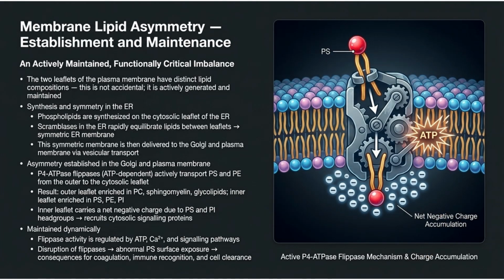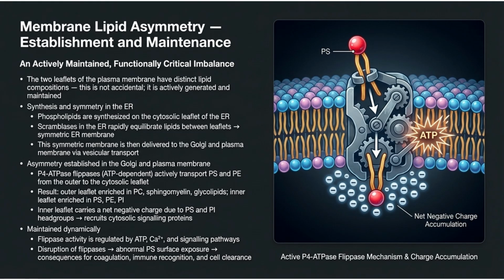Here we arrive at one of the most intellectually compelling aspects of membrane biology, the fact that the two leaflets of the plasma membrane are not mirror images of each other. Their lipid compositions are profoundly different, and that difference is not random or accidental. It is actively generated, continuously maintained by energy-consuming enzymes, and functionally critical in ways that have direct consequences for signaling, apoptosis, and embryonic development. The story begins with lipid biosynthesis.